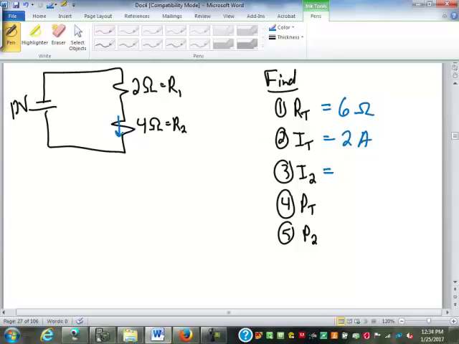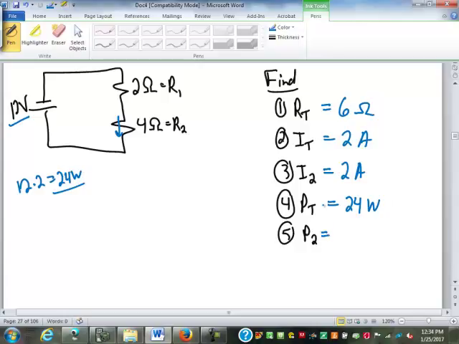I2, that's the current through resistor 2. What's that going to be? 2 amps. Series circuit, current has to be the same everywhere, right? Power, total power produced. 24 watts. It is 2 amps and 12 volts. So 12 times 2 or 2 times 12 is 24 watts.